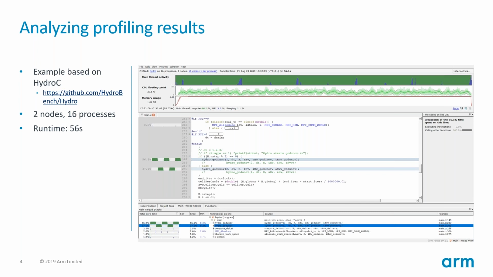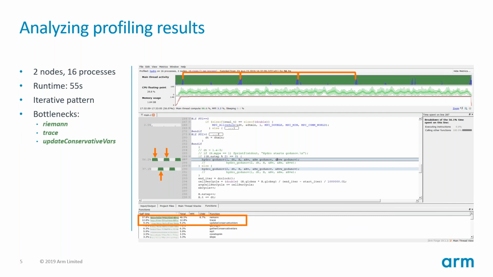With map, it is easy to identify iterative patterns of code, especially if there are MPI synchronization calls, as is the case here. You can see that the source code annotations highlight that the same function is executed many times. Application bottlenecks can also be easily identified by switching to the function tab. Here, 3 functions correspond to approximately 60% of the runtime.